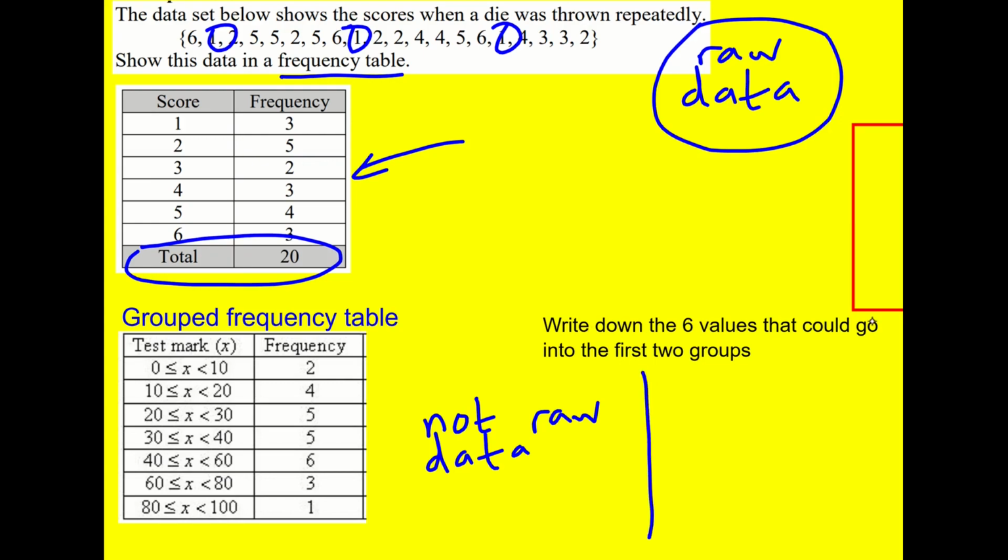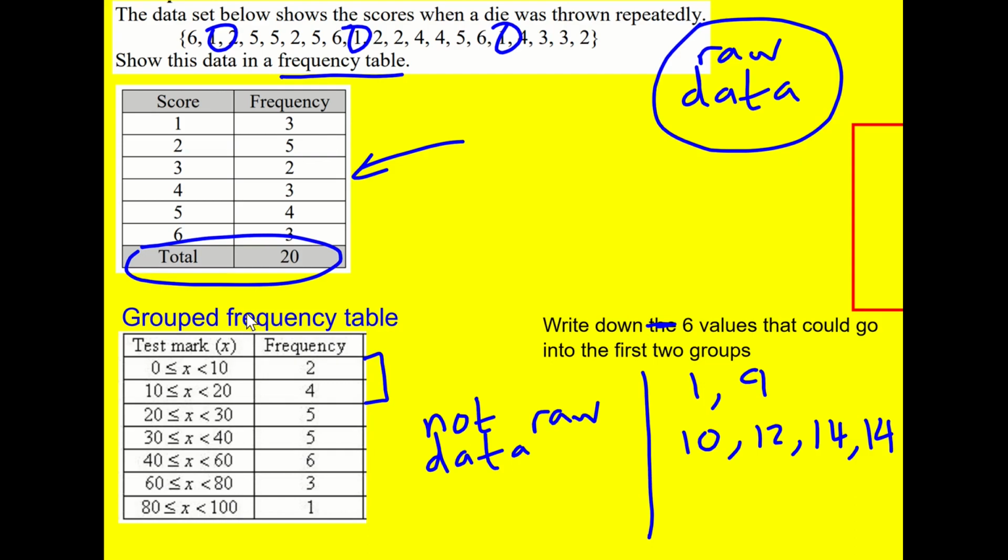Can you write down the 6 possible values, I should say, that could go into the first 2 groups? Well, we could have 1 and we could have 2, or we could have 1 and we could have 9 in the first group, and then we could maybe have 10, I don't know, 12, maybe these are quite evenly spread, 14, and maybe another 14. So these are possible values that could fit in there, but actually there's lots of possible values, and that's kind of the point, because we've lost accuracy. We don't know exactly what's going on anymore, and we have to make estimates.